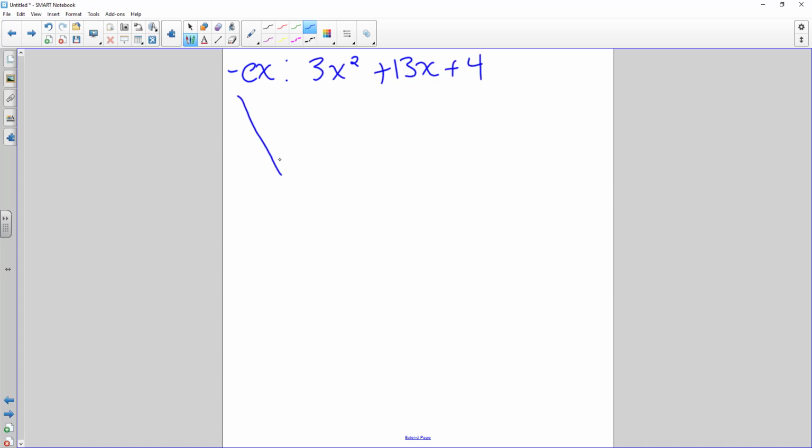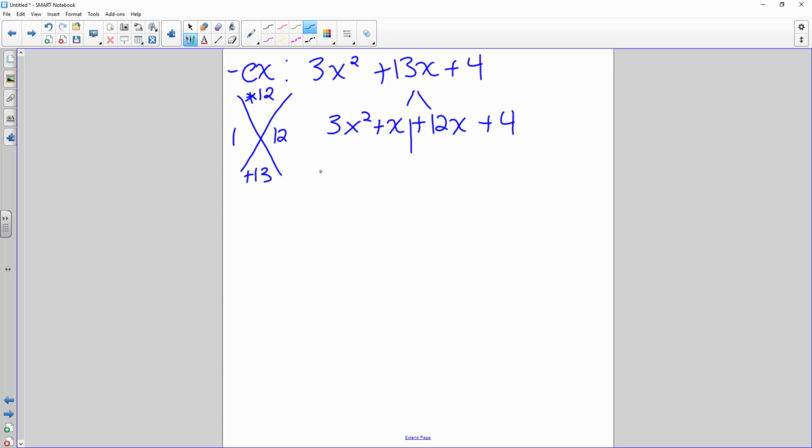Okay, so same steps. It's just that now it's not just 1 times whatever c is. Now a is 3, c is 4. So I'm looking for what multiplies to 12 and adds up to 13. This one is going to have to be 1 and 12. 1 times 12 is 12. 1 plus 12 is 13. So I'll split up my 13x into 1x plus 12x. Bring down 3x squared. Bring down plus 4.